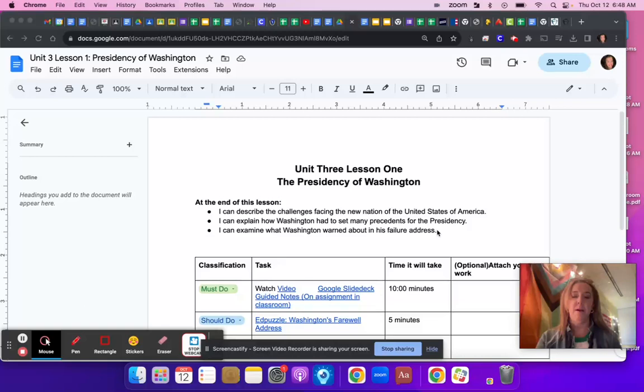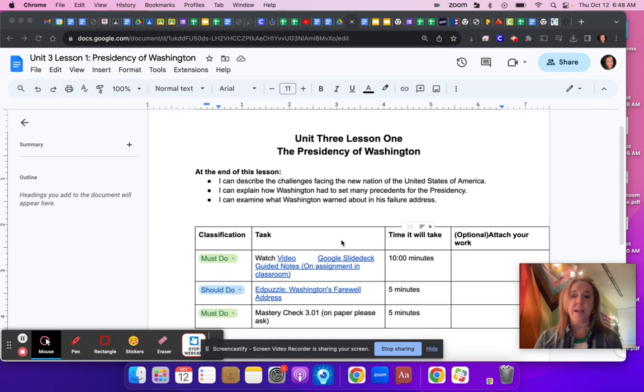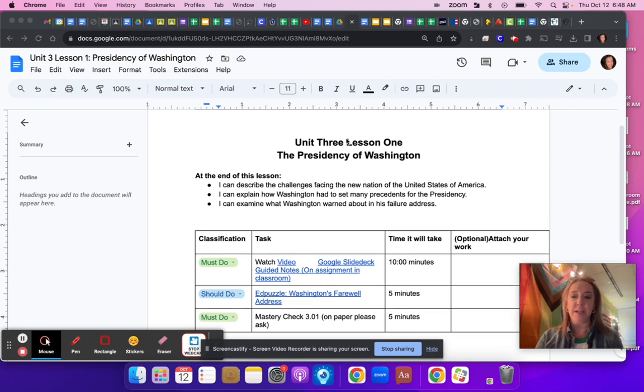We are now starting Unit 3, so just a quick update to this point. We have revolted against the British. Now we have a new constitution, and under that, we are starting with our first president, George Washington.